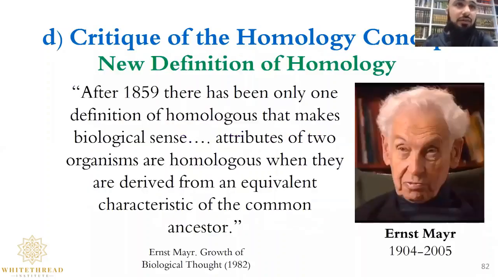So here's a guy who proposed the definition of common ancestry. He said in 1859, this is Ernst Mayr, he's one of the famous neo-Darwinists from the 20th century.